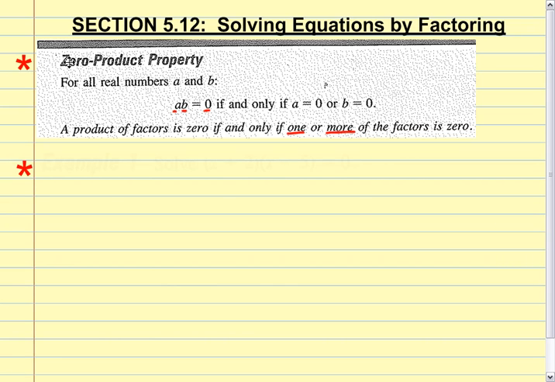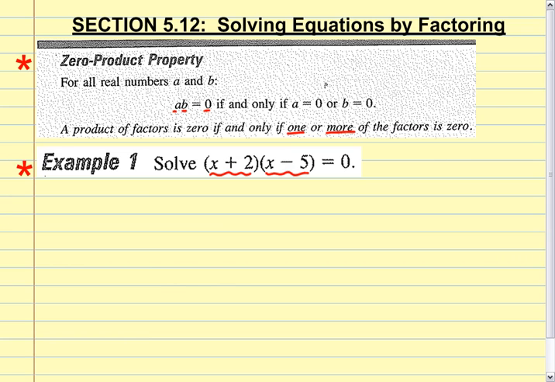Okay? Now let's see what that means. Let me put that down. Example number 1. We've been factoring, we've been making things look like this. These two things are multiplied together. Do you agree that this is just A times B equals 0? Yes. Right?